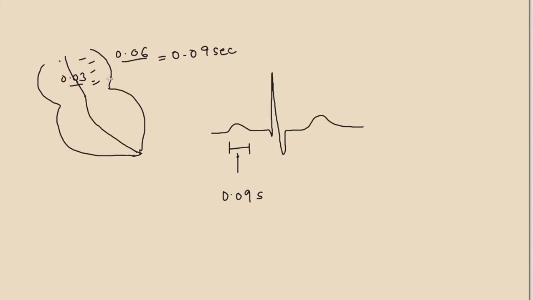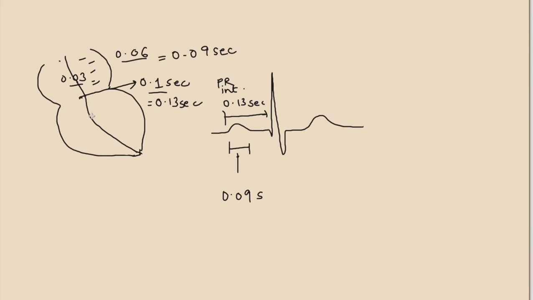Now the impulse stops at AV node for 0.1 second, that is the AV nodal delay, and only then does the ventricular depolarization start. So if we add the travelling time 0.03 seconds and this 0.1 second, it comes to 0.13 seconds. That means from the beginning of the atrial depolarization to the beginning of the ventricular depolarization, it is 0.13 seconds. This is nothing but the PR interval.